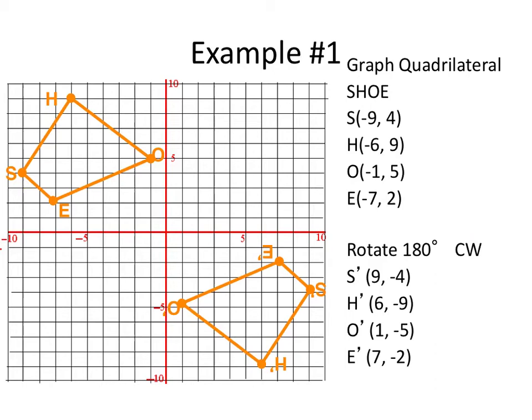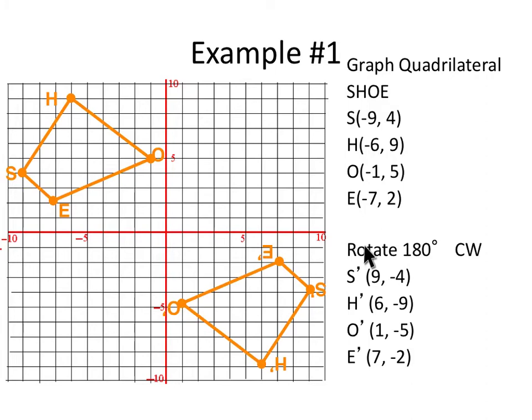Okay, so here's another example. Here we have quadrilateral SHOE, S-H-O-E, and this quadrilateral is in the second quadrant here. When we rotate this quadrilateral, it will be 180 degrees clockwise. So clockwise. It's a negative rotation, but that doesn't matter. It's the same as if it were a positive rotation because it's 180 degrees, and that's half of 360.